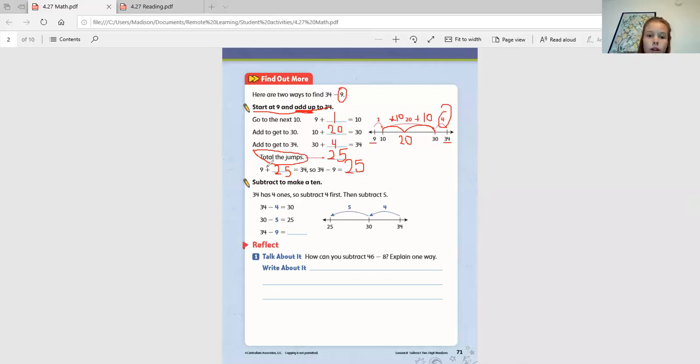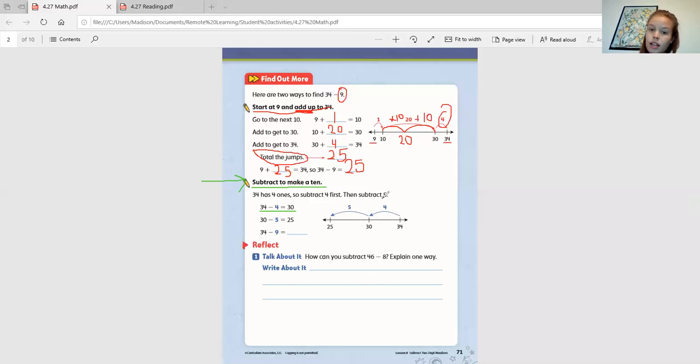And now we're going to do the other one right here, which is subtract to make a 10. And once again, we're choosing 10 because it's a friendly number, and friendly numbers are easier to add and subtract. So we have 34 has 4 ones, so subtract 4 first. Okay, so we're going to do that right here. 34 minus 4 brings us down to 30.